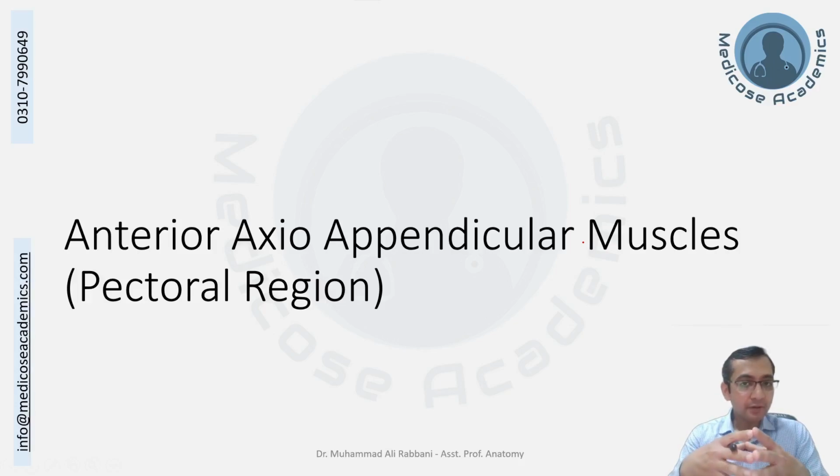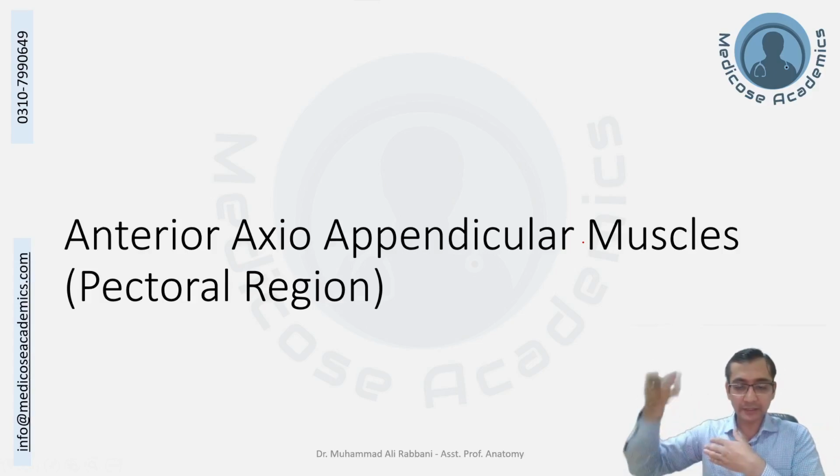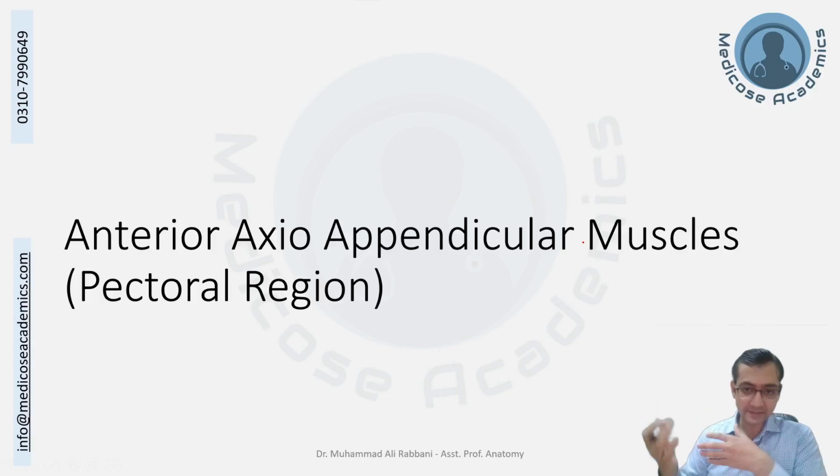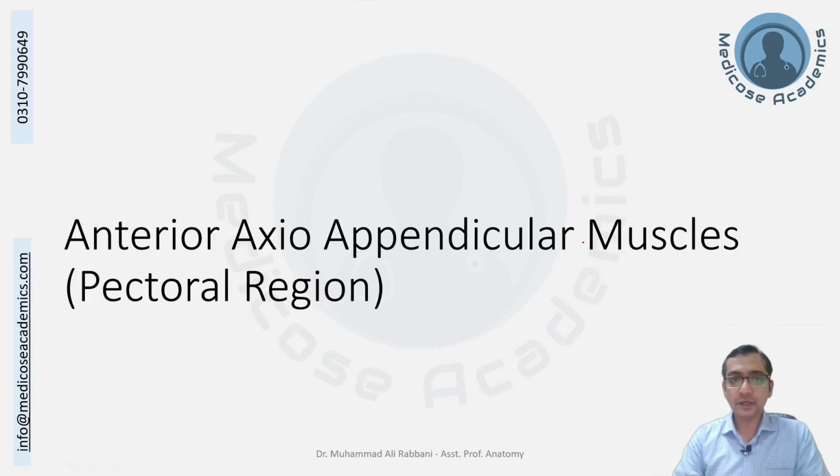We will now start with our muscles, starting from the anterior exo-appendicular muscles. The muscles of the pectoral region, the muscles that are present on the front. We will not be demarcating between direct or indirect. We will start with the pec major, we will go on to the pec minor, and then we will go to the back and cover those muscles. So let us start with anterior exo-appendicular muscles.